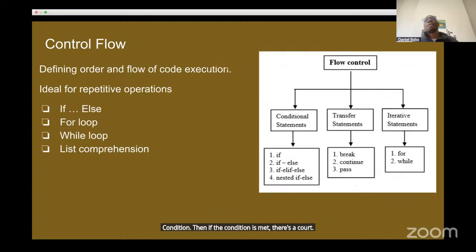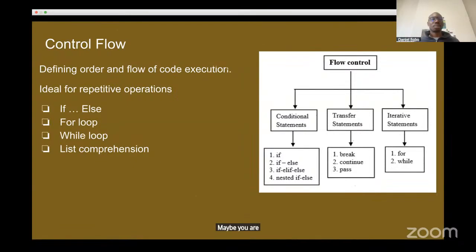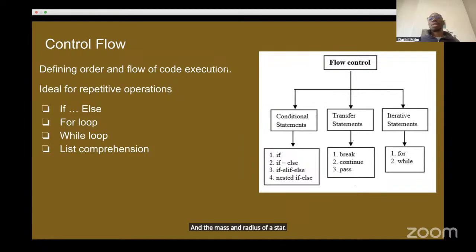Then you have a case of for, where you might want to do calculation for, like I said before, taking record of maybe calculating a parameter. Maybe you are told to calculate, for different stars, the mass of the star or the radius, and you are told to probably calculate the gravitational force for maybe 100 stars. There's a mathematical function already that tells you the relationship between gravitational force and the mass and radius of a star. And maybe you already have the mass and the radius of the star.